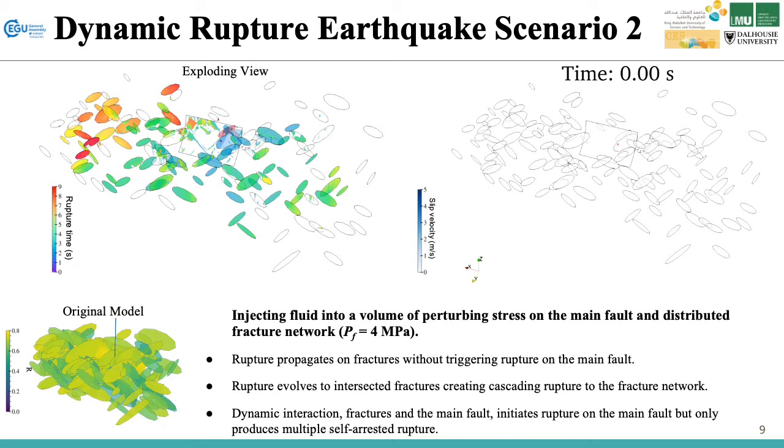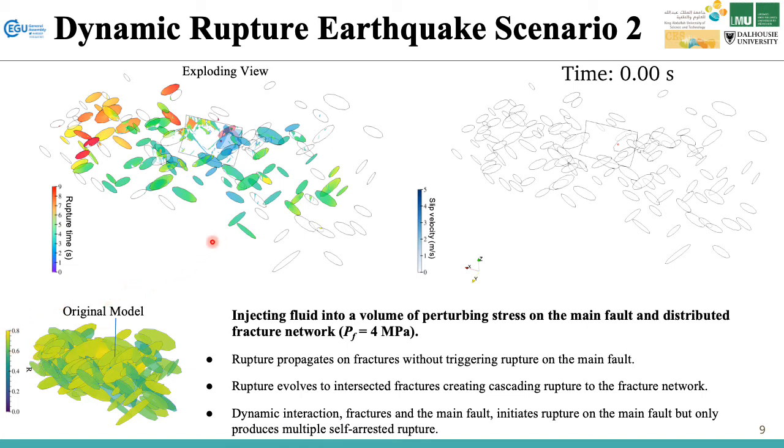And then a result of dynamic rupture for scenario number 2. In this scenario, fluid injection is injected into a volume of perturbing stress on the main fault distributed on the fracture network. Here we use a stress perturbation of 4 megapascal. Let me remind you again, the original model is shown by this left bottom figure.